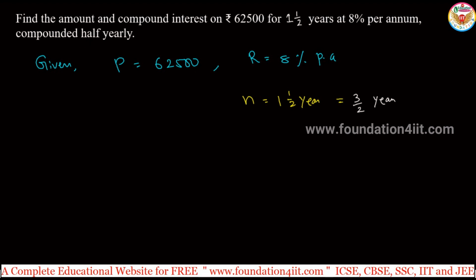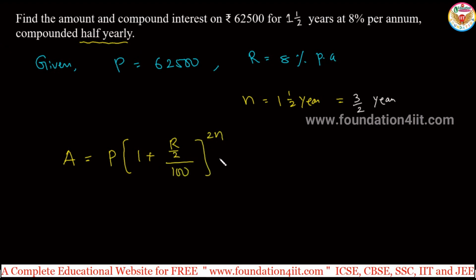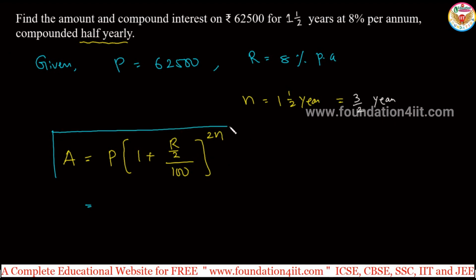But because it is compounded half yearly, the formula for the amount is A is equal to P into 1 plus R by 2 by 100 to the power 2n. Okay, this is the formula, right? In the place of n, 1.5 years means a total of 3 half years. Automatically 3 will come in this place. Okay, let us calculate. So this is the formula to find the amount, as we discussed previously.